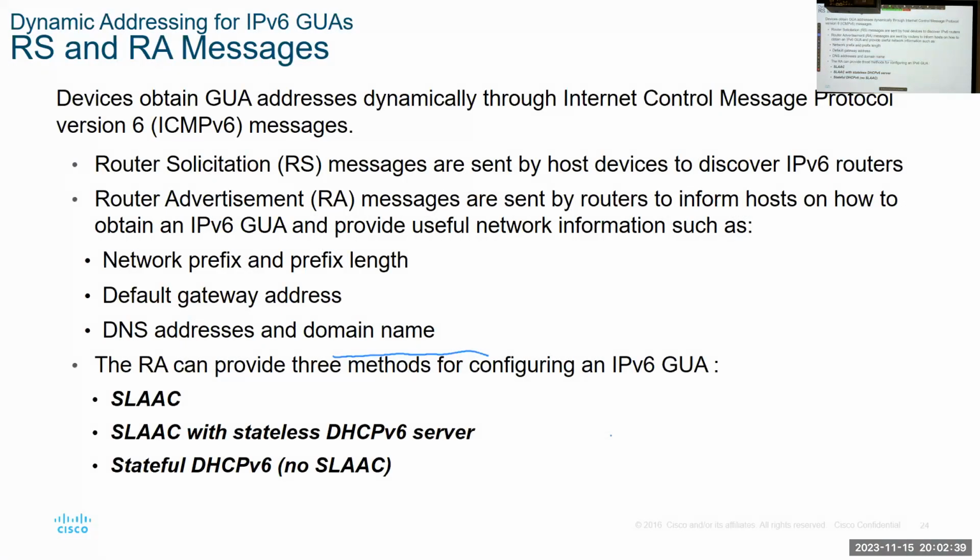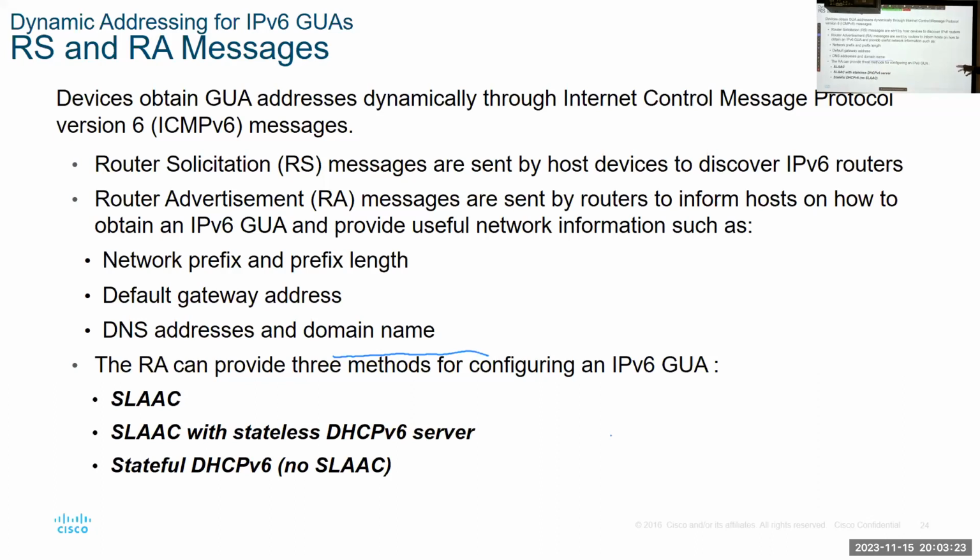All right, so this is where things get, you know, the other hard part about IPv6 is remembering all the different message types and the way that addresses can be dynamically assigned. So this is SLAAC, stateless auto address configuration. There's basically three ways that IPv6 addresses can be automatically configured. SLAAC without using any type of DHCP server.